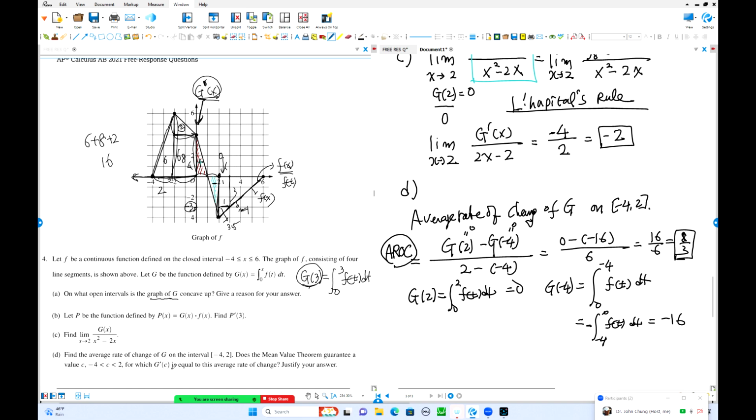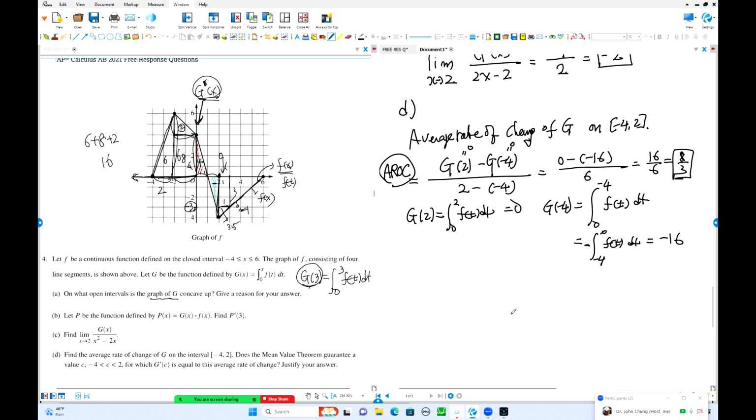Does the mean value theorem guarantee that there is at least one value C for which G prime C equals this average rate of change? So if this is G, there are two points over here: one is negative 4, the other is 2. We have a graph over here. The average rate of change is the slope of this line, 8 over 3. So is there any value of C which has the same slope, parallel to this? This is the mean value theorem, isn't it?